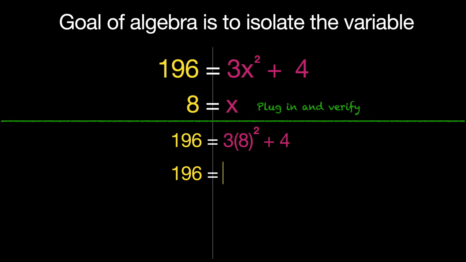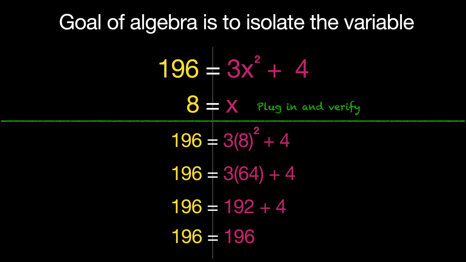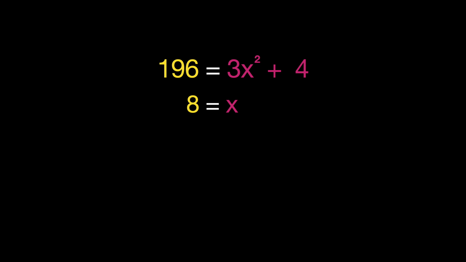So we got 196, and then we do 8 squared is 64, so we got 3 times 64 plus 4, so we got 196 equals 3 times 64 is 192. So now we have 196 equals 192 plus 4. So when you add that together, what you have is 196 equals 196. And now the equation is verified. So that is what our goal of algebra is.